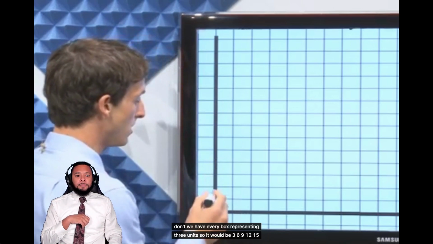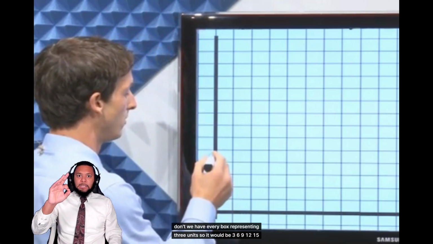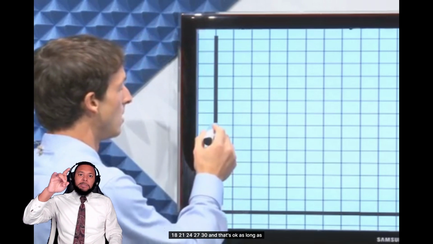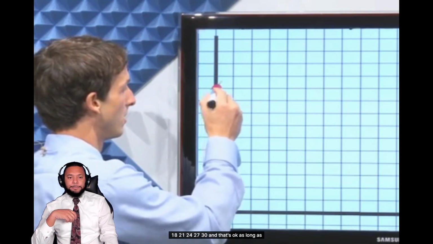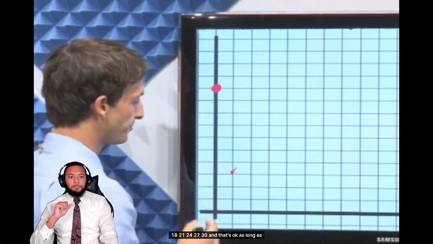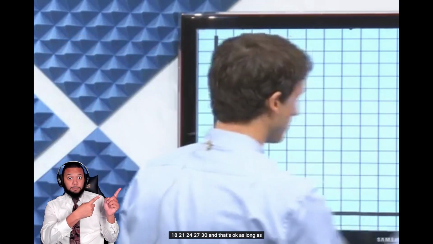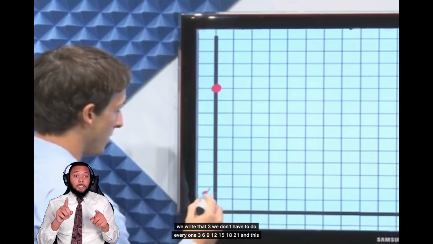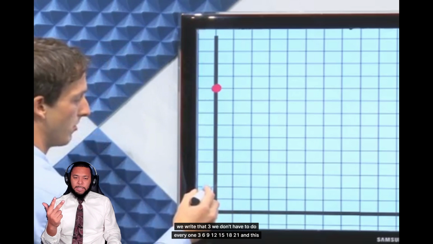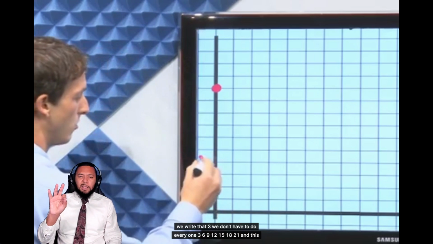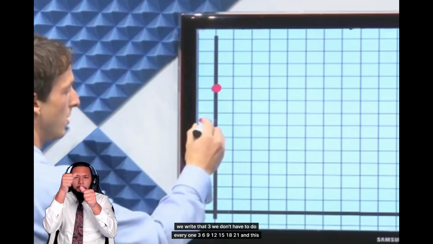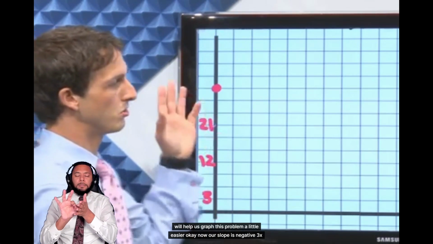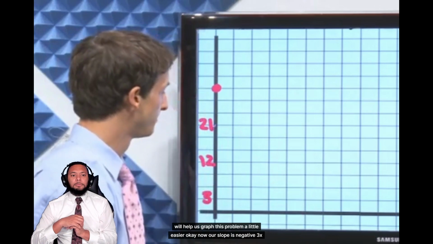So it would be 3, 6, 9, 12, 15, 18, 21, 24, 27, 30. And that's okay as long as we write that. 3, and we don't have to do every one. 3, 6, 9, 12, 15, 18, 21. And this will help us graph this problem a little easier.